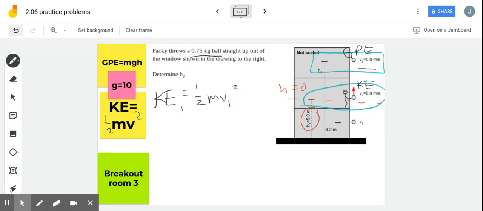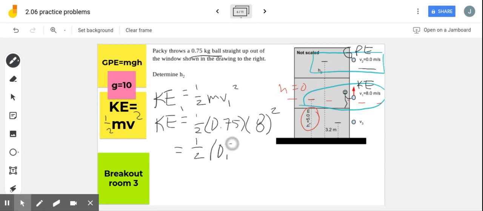We know that mass equals 0.75. And I know that V1 is 8 squared. Okay, so let me just do a little math, 0.75 times 64. All right, half of 64 is 32, and then I'm taking 3/4 of 32, which is 24. All right, so the kinetic energy here is 24 joules.